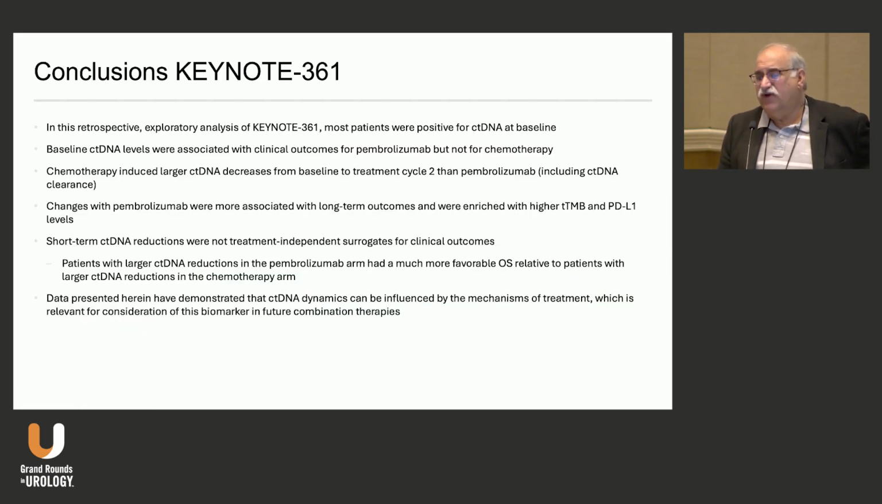So again, this was also a retrospective analysis of this Pembro-based trial. And what was very interesting, if you think about it, most of their patients were positive for circulating tumor DNA at baseline. And again, the changes with the Pembro were more associated with long-term improved overall outcomes. And then when you got involved with tumor mutational burden and PD-1 and PD-L1 levels, you got more information.